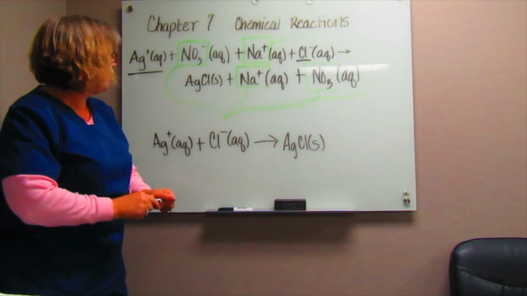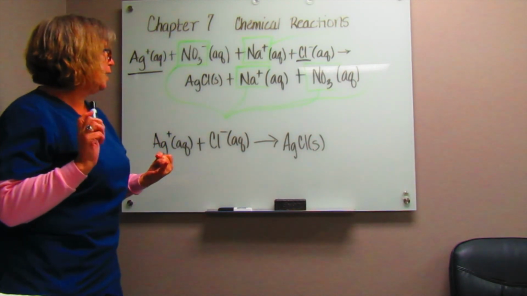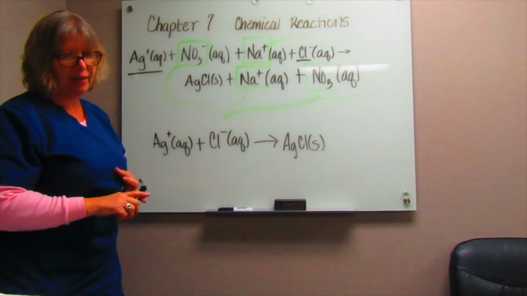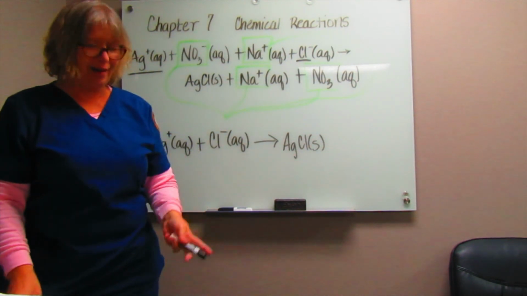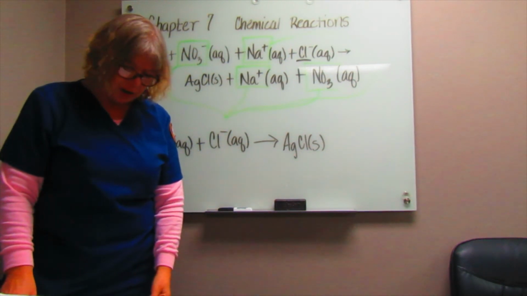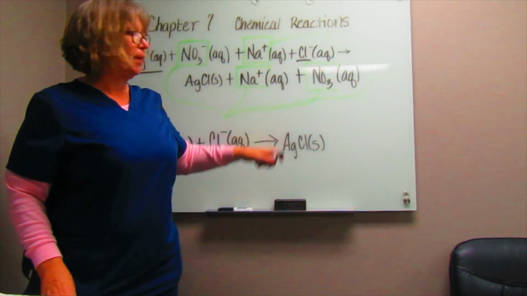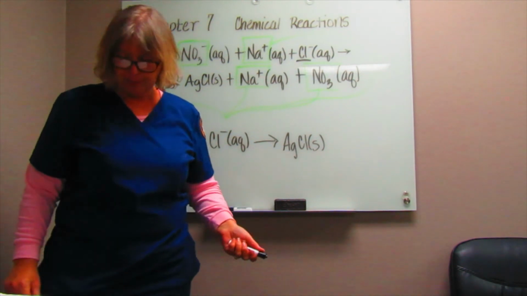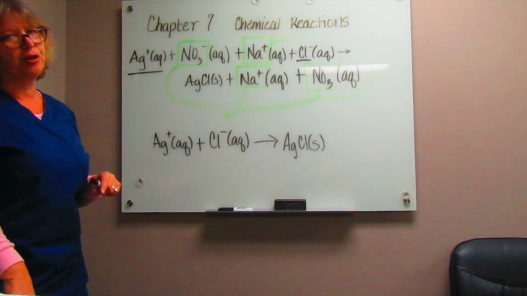So I just wanted to point out the three different kinds of equations: the molecular, the ionic, or the total ionic equations, and the net ionic equations. So you guys need to be able to do these. You need to be able to identify your spectator ions for quizzes and exams. The next thing that we're going to talk about are acid-base and gas evolution reactions.